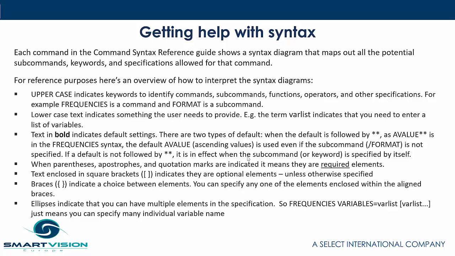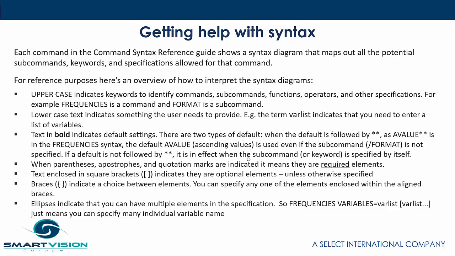So you often get ellipses after the word var list, meaning that you can list lots of different variable names in there, more than one. So it's not that complicated when you start looking at the syntax diagram. And if you are bewildered, then have a look at an example, copy and paste the example out, and then just change the field names around. That's a good way to learn.